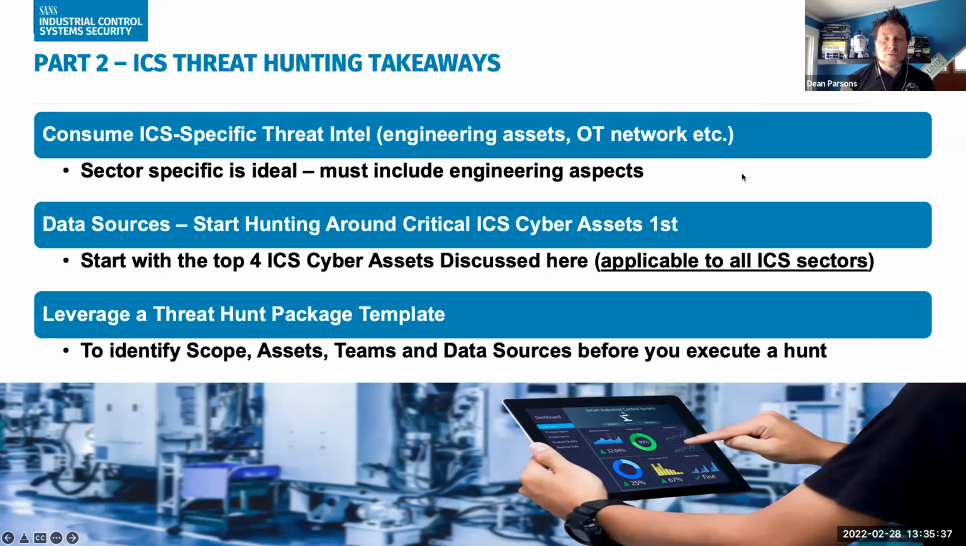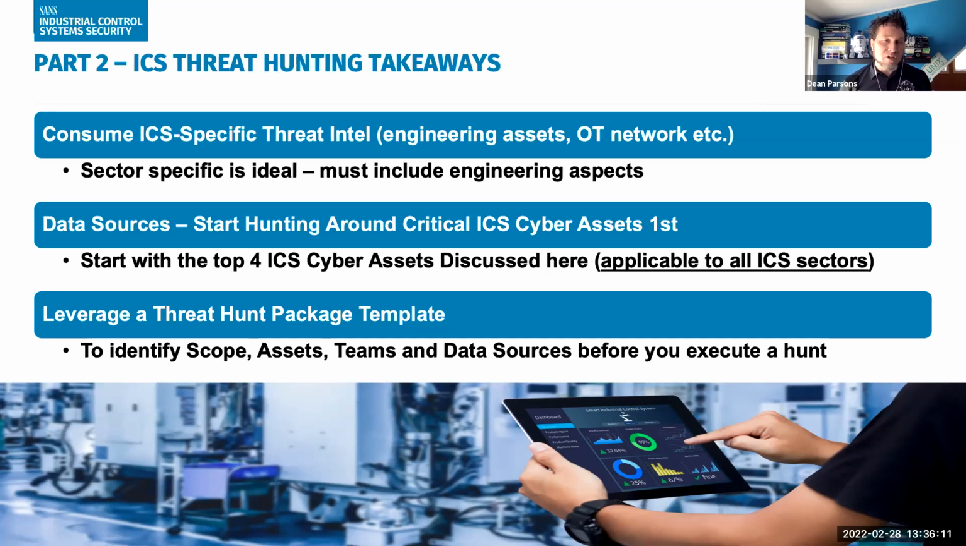Looking at the takeaways from part 2, ICS threat hunting takeaways: consuming ICS specific threat intelligence is obviously going to be the best solution for you. What I mean by that is intelligence that's tailored to ICS, hopefully your sector specifically. As an example, if you're in electric, the E-ISAC is specific to that sector. But really, we're focusing on threat intel that has information about engineering assets, the engineering aspects of how the adversary has been moving. Another resource could be leveraging the ICS MITRE ATT&CK, for example.